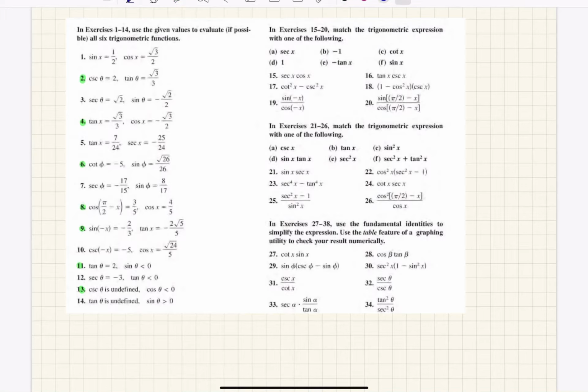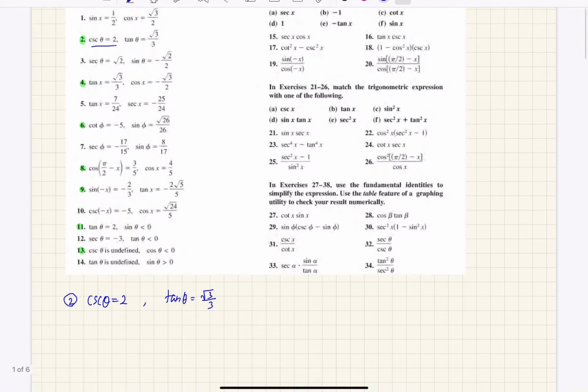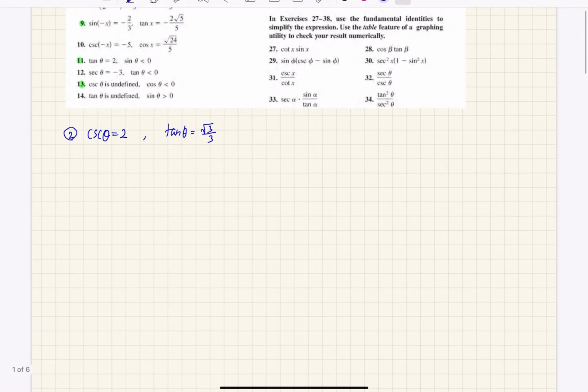Okay, let's try number 2. Use the given value to evaluate all 6 trigonometric functions. Number 2, cosecant theta is 2, and tangent theta is square root of 3 over 3. Based on this information, we're going to find the values of all 6 trigonometric functions.